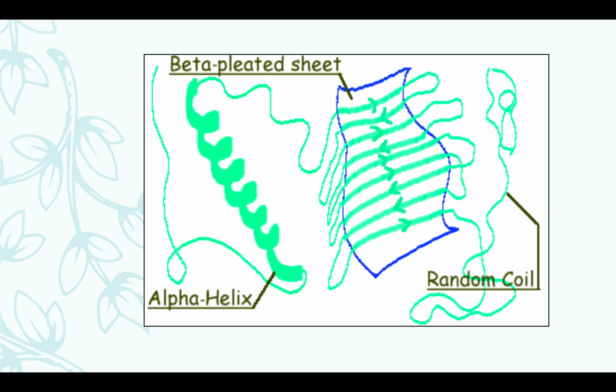Note that there are many different possible combinations of your secondary structures, as the polypeptide chain folds back on itself in a protein. So there.